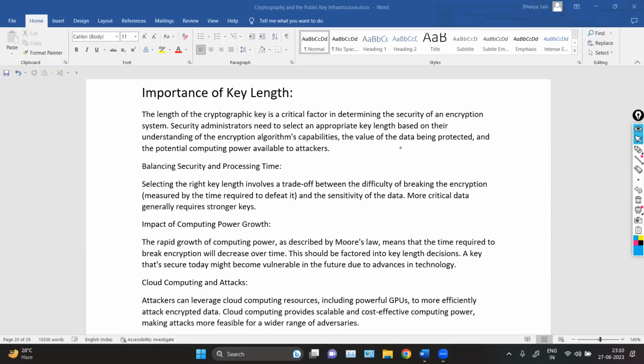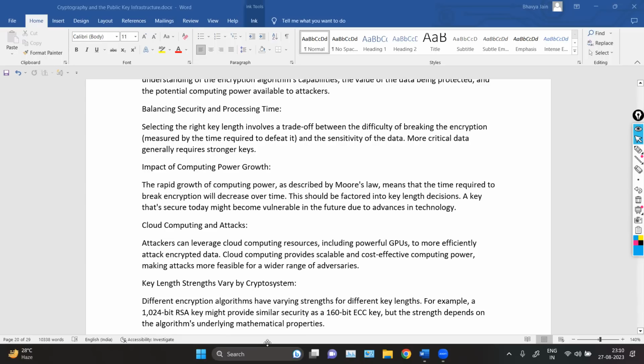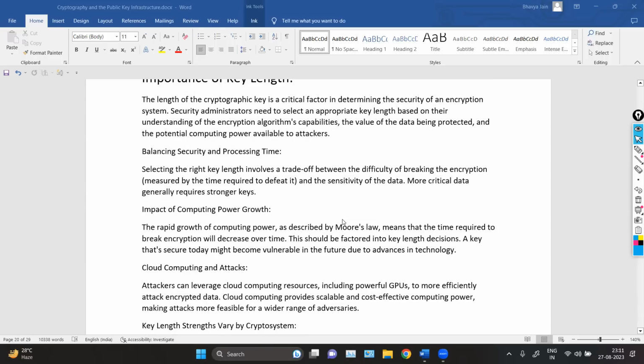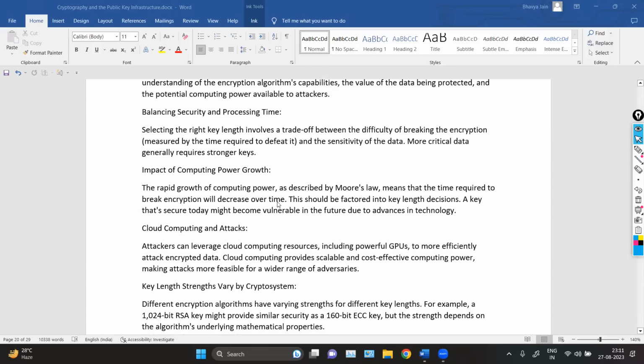So if your key is longer, then the key is stronger. So, balancing security and processing time. Selecting the right key length involves a trade-off between the difficulty of breaking the encryption, measured by the time required to defeat it, and the sensitivity of the data. More critical data generally requires stronger keys.